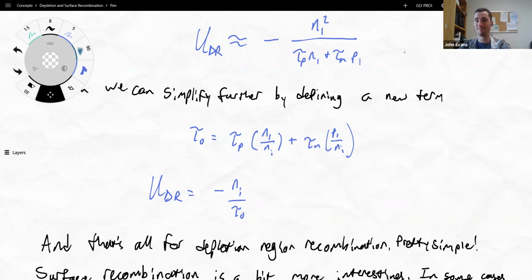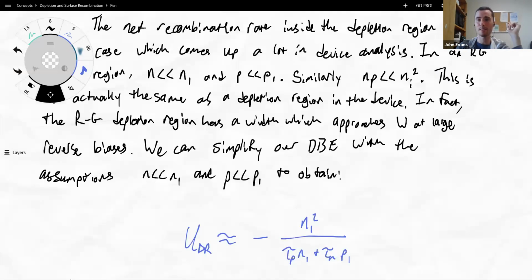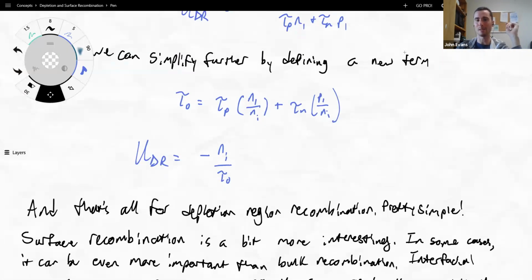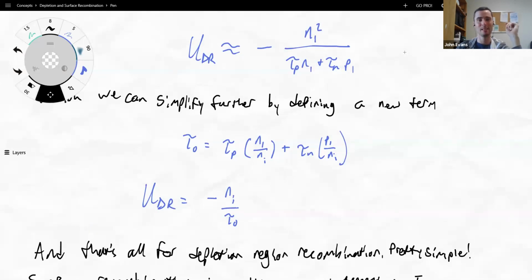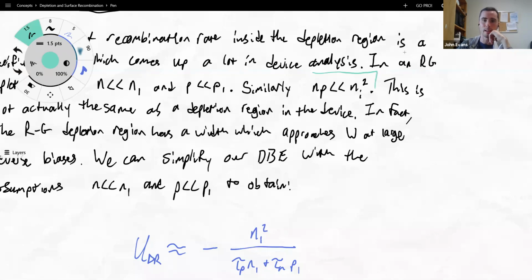And that's it. That is it for the depletion region recombination. Pretty simple stuff. Like I mentioned in the notes up here, it does come up a lot in device analysis, but it usually ends up not being that big of a deal. You should also note, though, remember how I said that n times p is much, much less than n sub i squared.